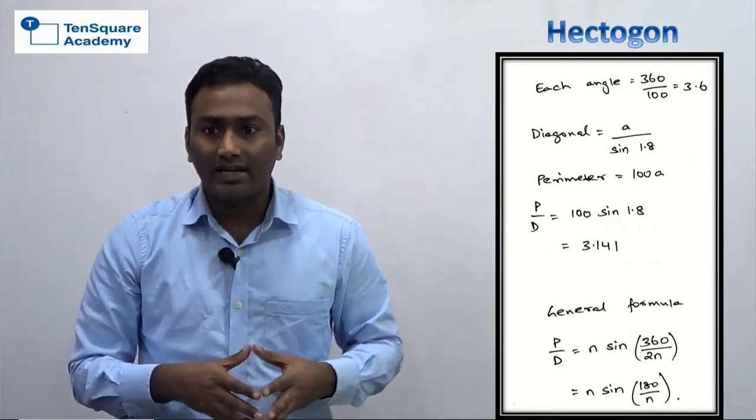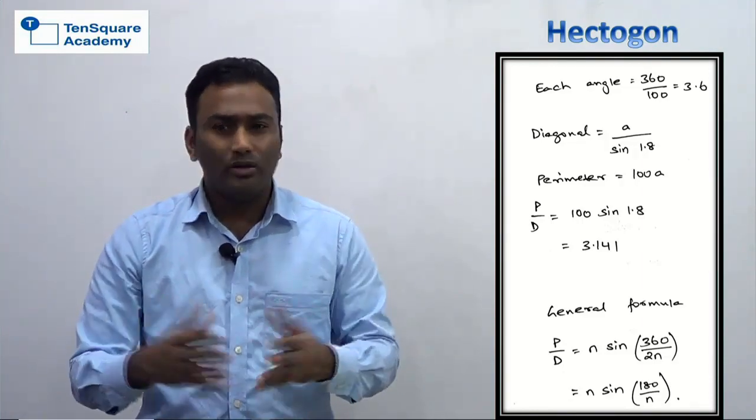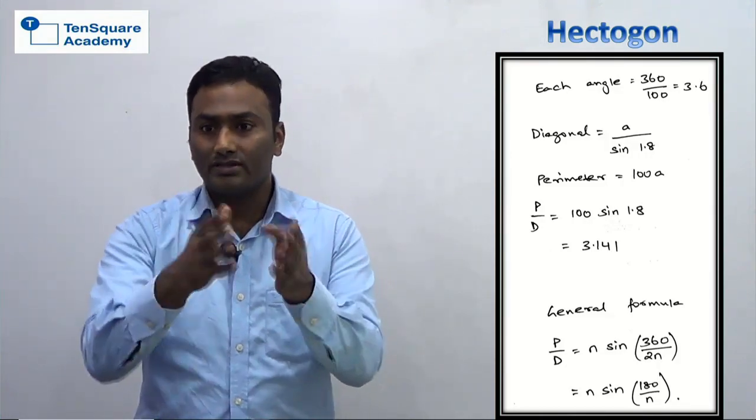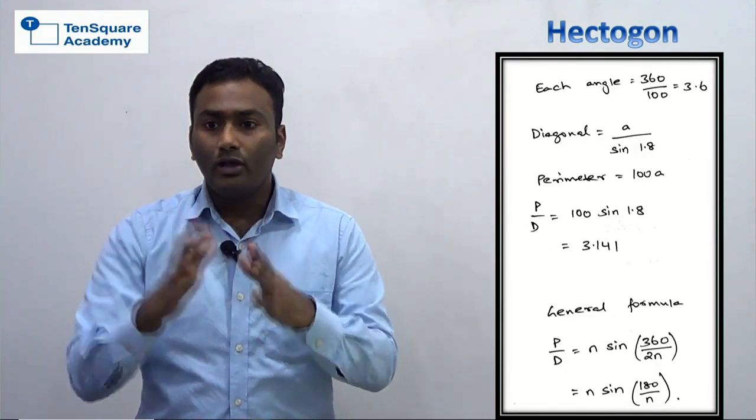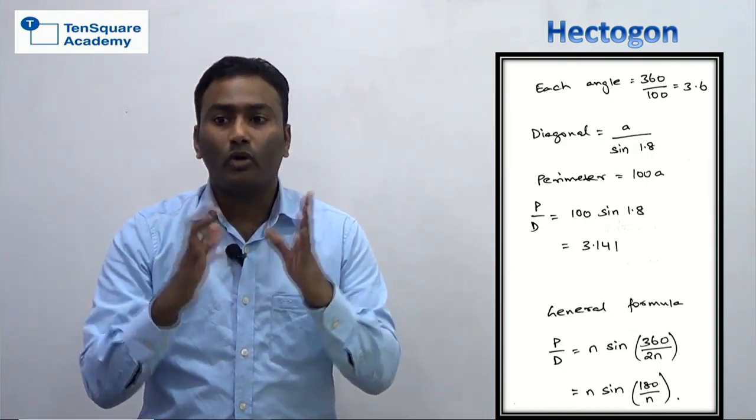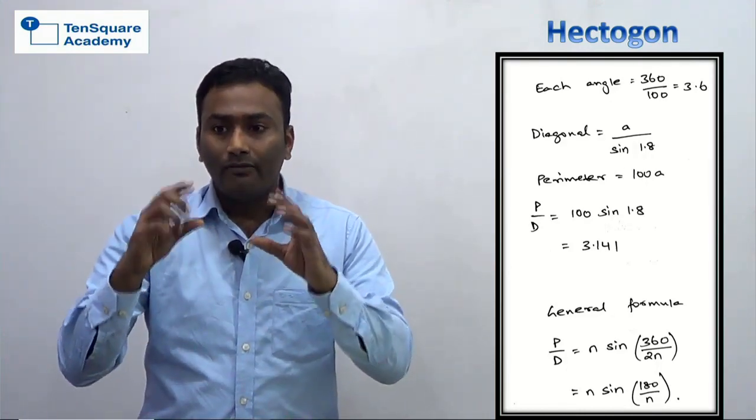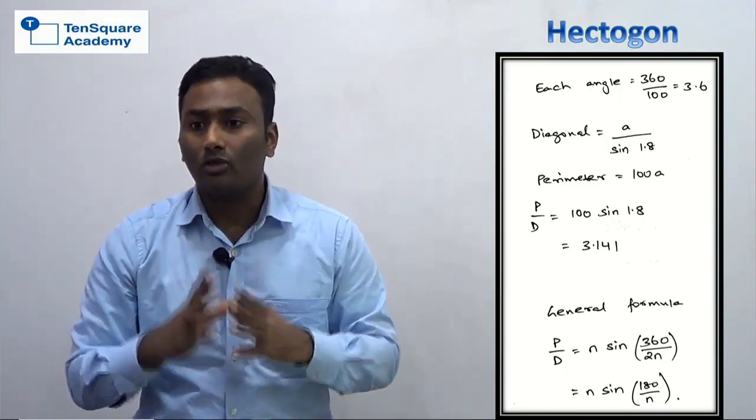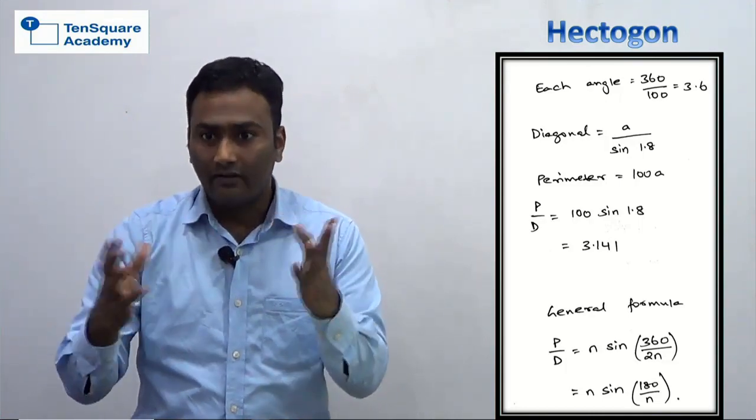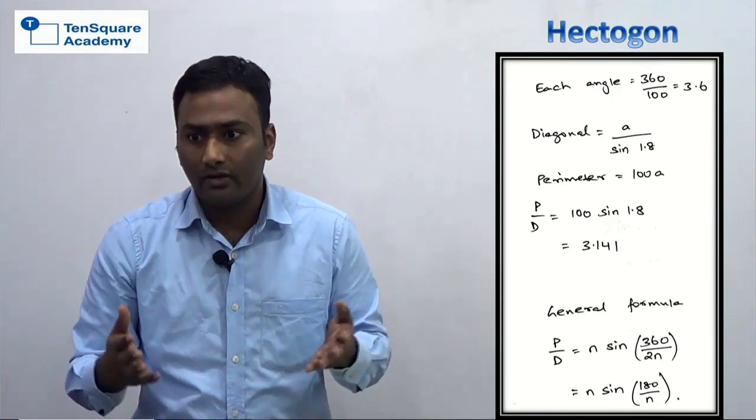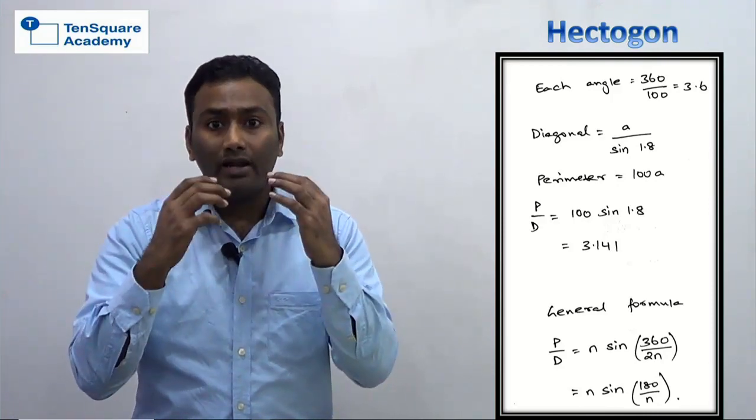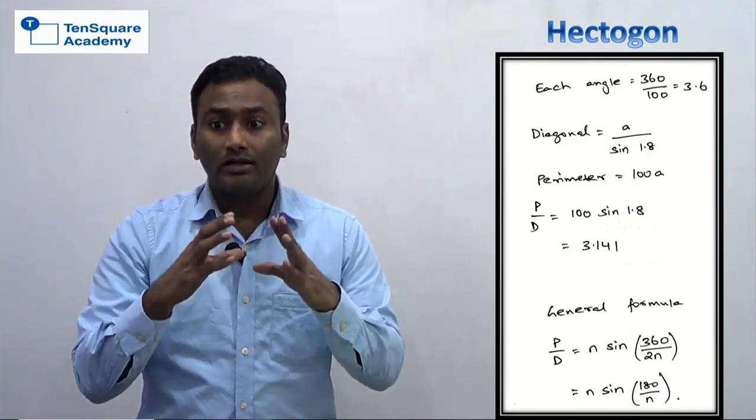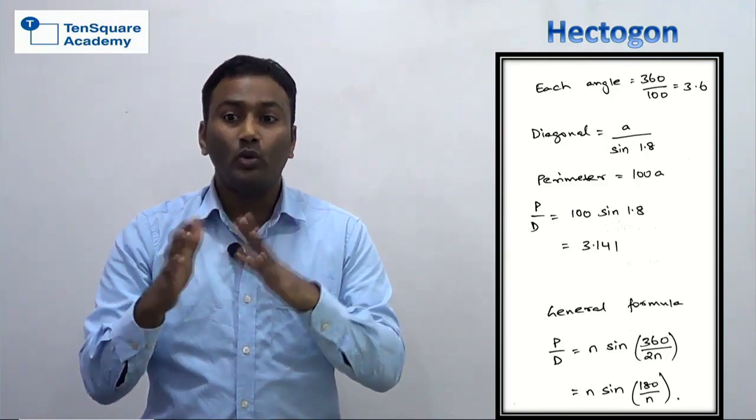Now you can use a scientific calculator to find the value. You can even use Google. You just enter 100 sine 1.8 in Google. The value which we get is 3.14. Now if we make this into a general formula for an n-sided figure, what we did is for a 100-sided figure. So for an n-sided figure, the p by d value is n sine 360 by 2n.